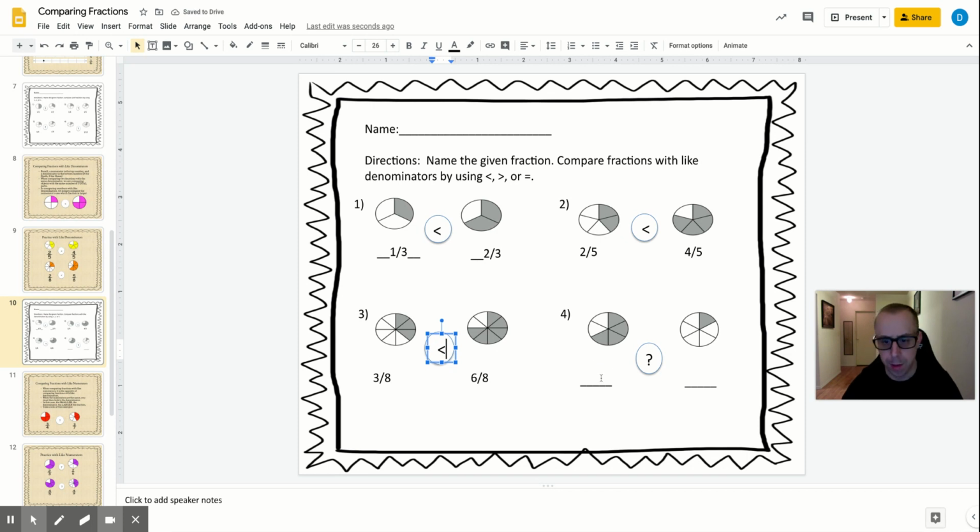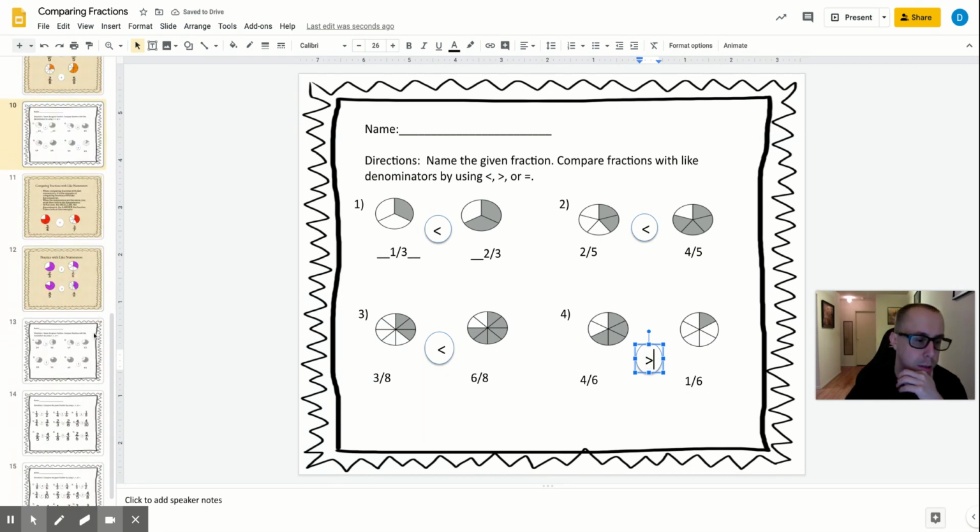And our final fraction for today, we have 1, 2, 3, 4, 5, 6. We're dividing into sixths. Our fractions are both sixths. This one here is 4/6, and this one here is only 1/6. So in this case, 4/6 is greater than 1/6.